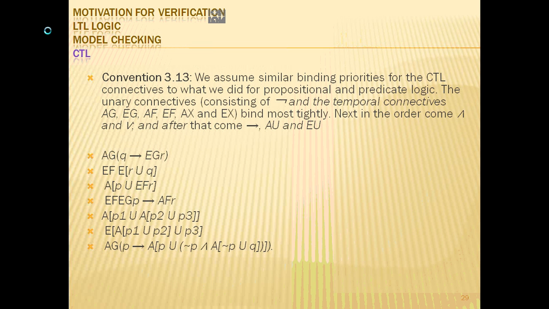Now we have a convention for binding the temporal connectives for the CTL formula. The unary connectives, that is the negation, and the temporal connectives AG, EG, AF, EF and AX, EX bind most tightly. Next in the order come AND and OR, and after that come implies, AU and EU. AG of Q implies EG R. Some of the CTL formulas which satisfy the binding properties are listed.